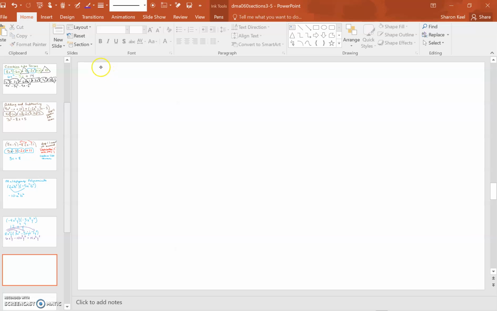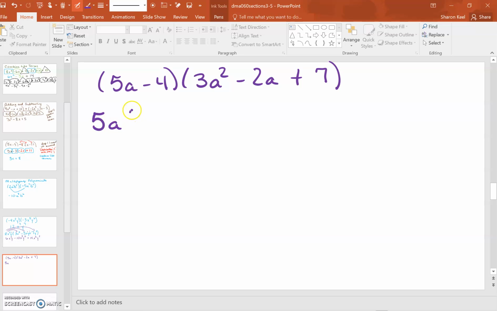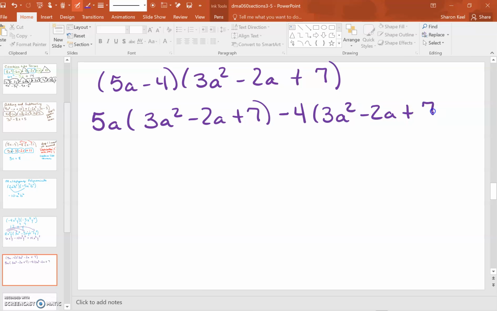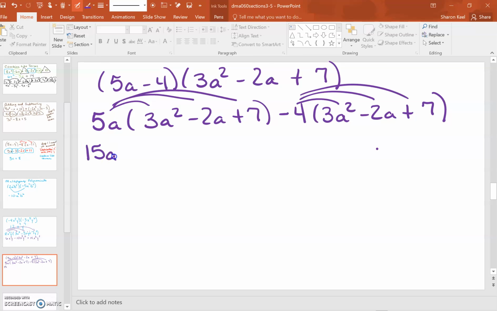There's two ways we can address this problem. 5a minus 4, and then 3a squared minus 2a plus 7. Two ways that we could do it would be to take 5a and distribute it with the entire second parenthesis. Then we would take the other term, the minus 4, and still distribute it with the entire parenthesis. So we would distribute here and then the -4 here. So that's going to give us 15a cubed minus 10a squared plus 35a.